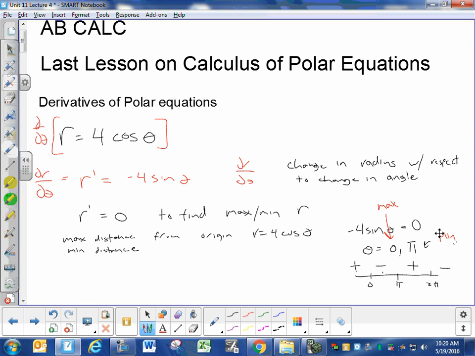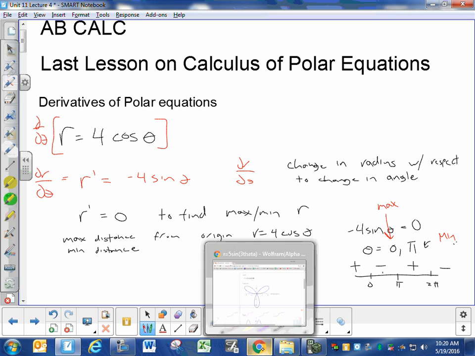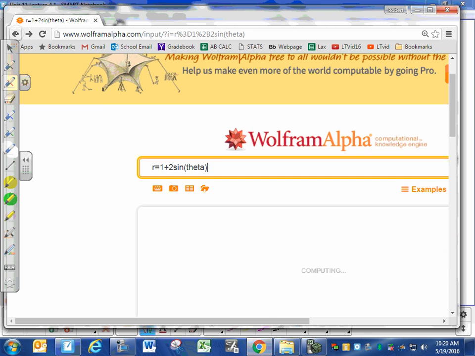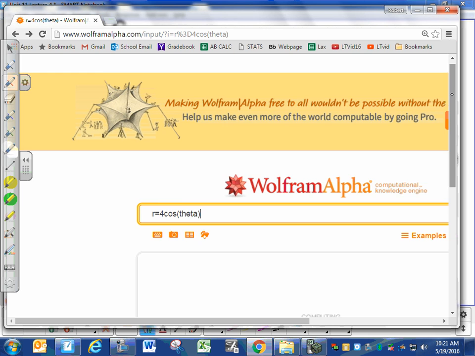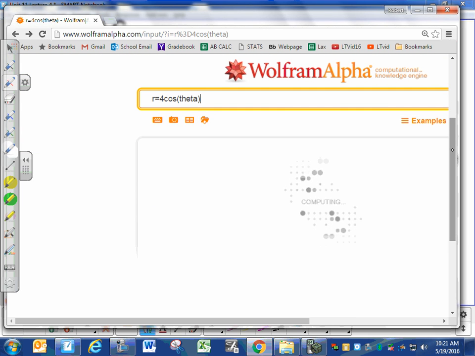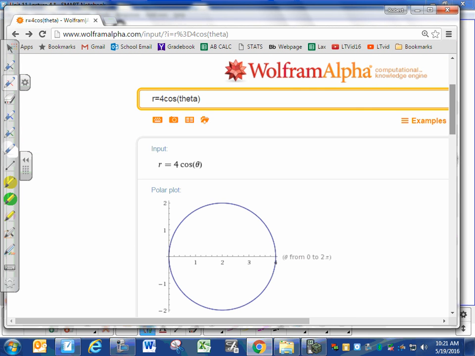However, distance makes it a little bit complicated. Let's look at the graph of 4 cos theta in our calculators. Here's the graph of 4 cos theta. What is the maximum distance that r can be? From the origin is what I'm talking about, not from our center. 4, right? 4 is the max distance. What's the min distance? 0. Well, we said that 0 is our max and pi is our min.